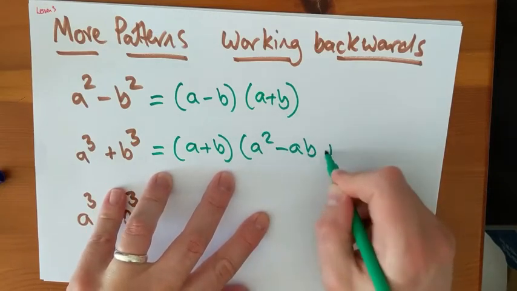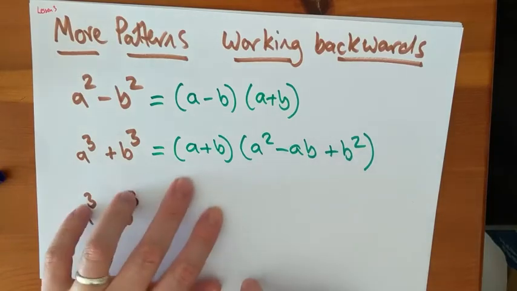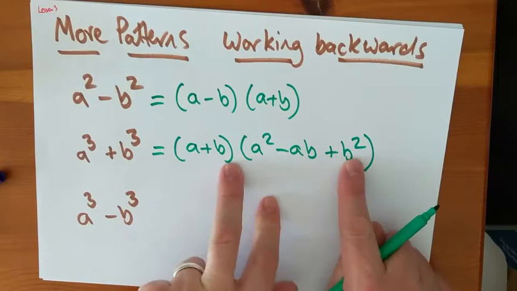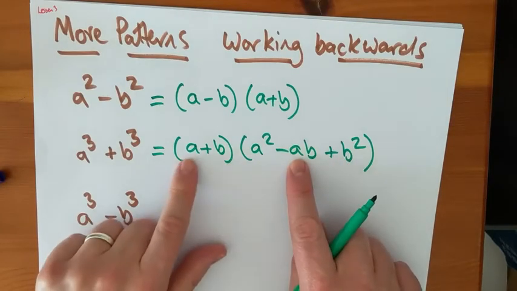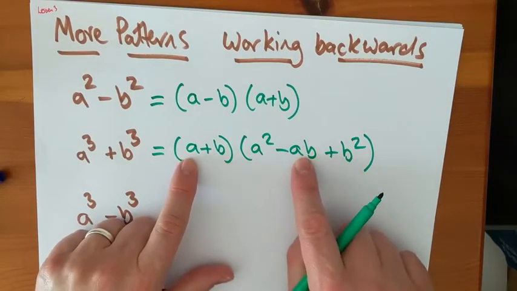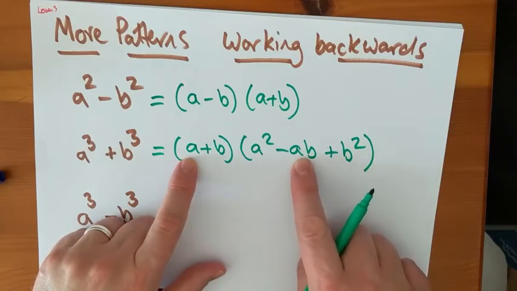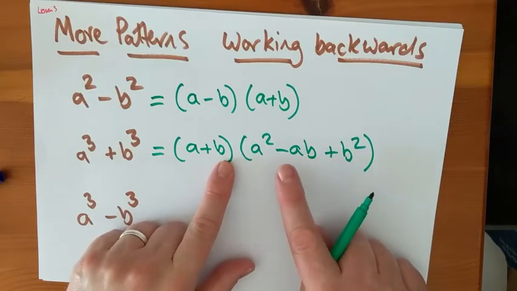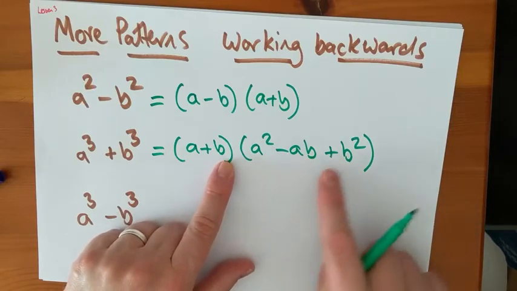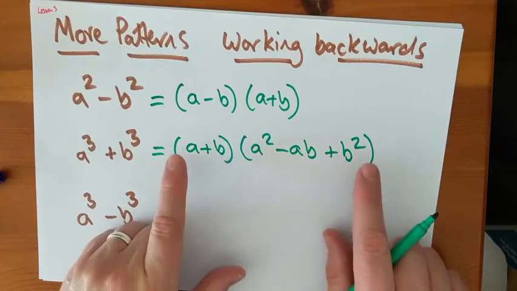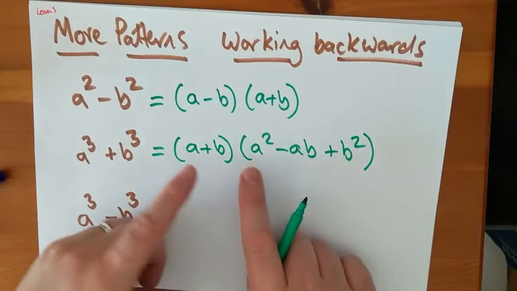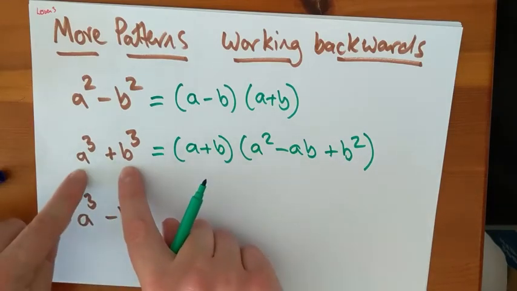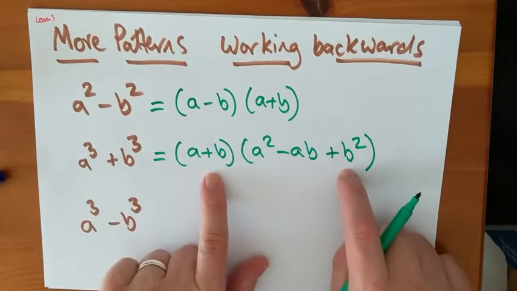It looks like this. If you multiply this bracket by this bracket, you get your a cubed from here, you get your b cubed from here, but in the middle you have a times this, which gives you minus a squared b. Then you have the b times this, which gives you minus ab squared. But you also get a positive version of both of those from this times this and this times this, and everything cancels each other out, and you're only left with these two things. So if you know this pattern, you can factorize it into these two brackets.